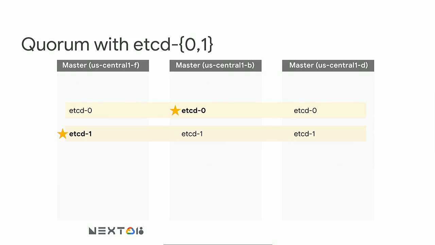But when it comes to etcd, things are a little bit more complex. A group of etcd instances together is called an etcd cluster. And because etcd is a distributed key value store that's backed by a database, there needs to be leader election with a strict majority in order for a write to the database to succeed.